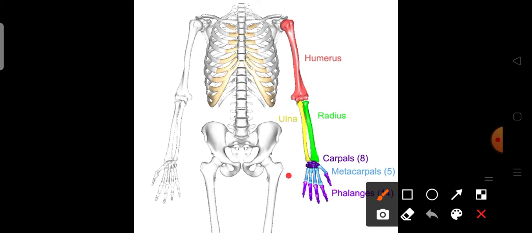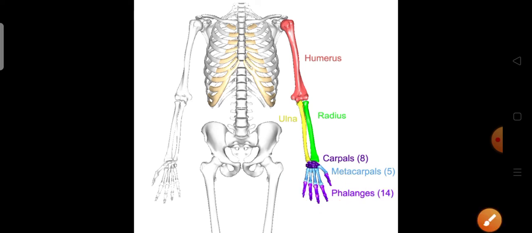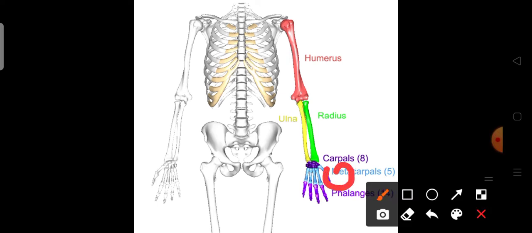See here, each finger has 3 bones. First one 3, second one 3, third one 3, fourth one also 3, except the thumb, which has 2. Little finger has 3 bones, ring finger also 3, middle finger also 3, index finger also 3. Except the thumb, which has only 2 bones. The remaining 4 fingers have only 3 bones, but the thumb has only 2.